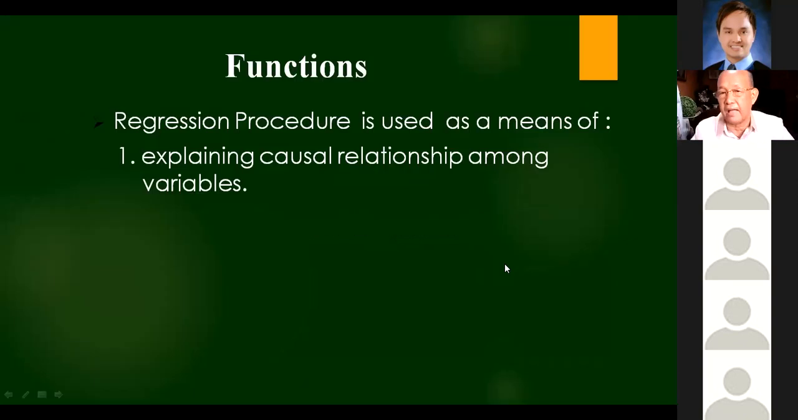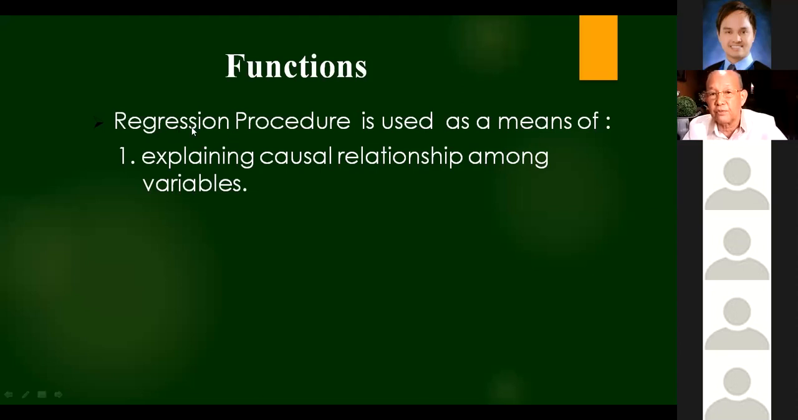So let me go back. With that short introduction, let me now discuss with you, when do you use regression procedure? Ulitin ko, yung correlation, sabi natin, the correlation procedure is used when the researchers would like to assess three basic issues. Is there a correlation between X and Y variable? Second, what is the nature of relationship between the variables? And third, what is the degree or the magnitude of relationship between the variables? That is for correlation procedure.